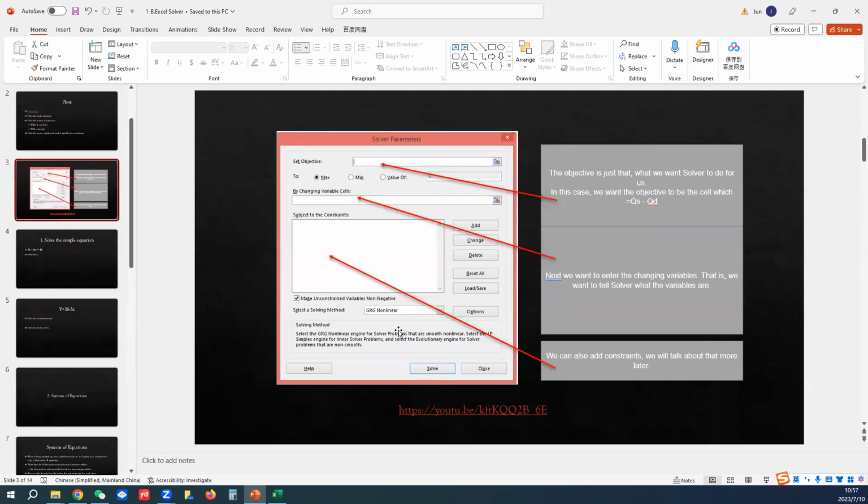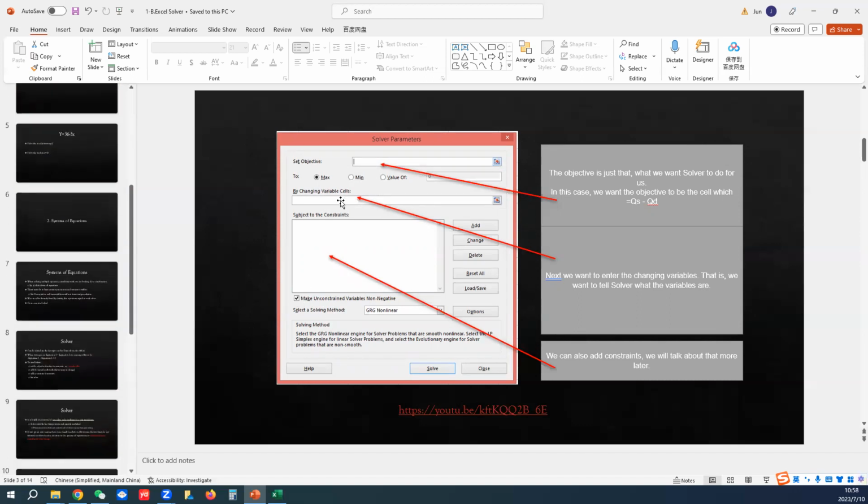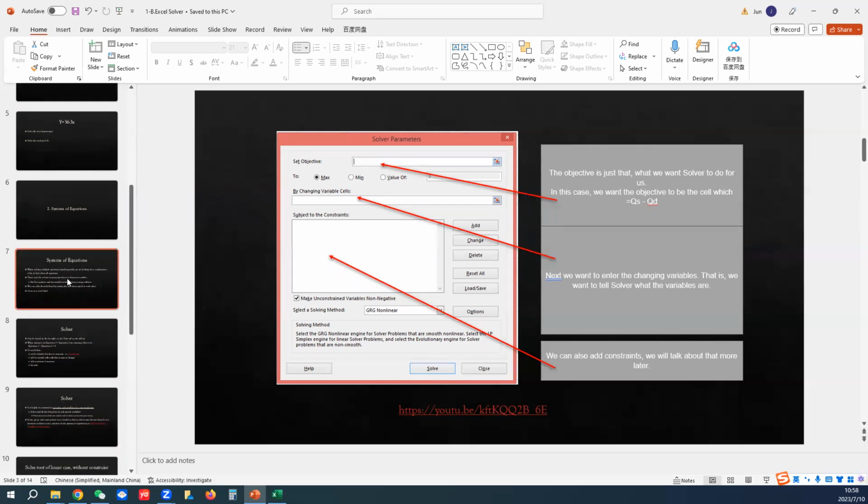So this is the dialog box of Solver, right? We have the objective, which is your goal, and we are looking for a certain value, then you set this cell to be that value, okay? And if you are sure that your variable is positive, you can check this, otherwise uncheck this to make sure that you can find a solution, okay? Say if your result is negative, but you checked this, Solver will not give you a reasonable solution, okay?